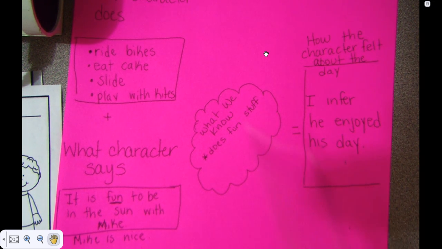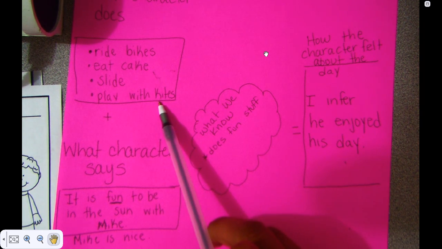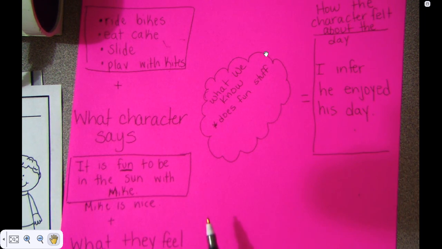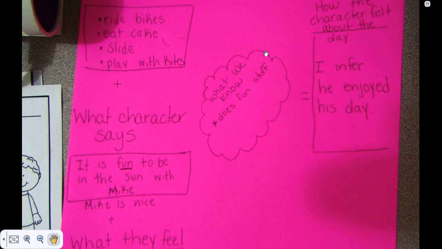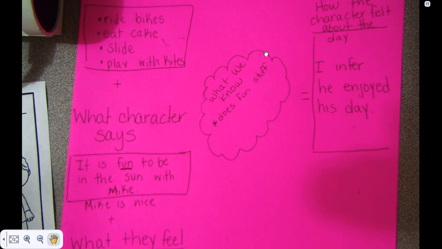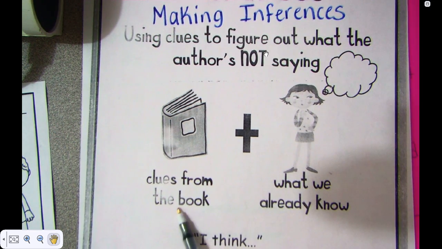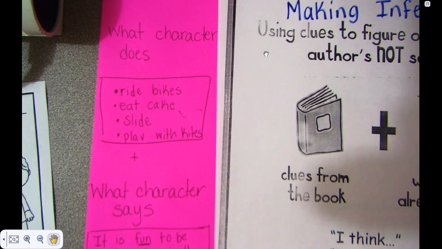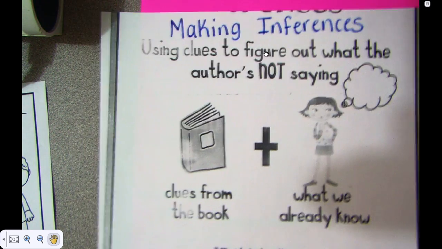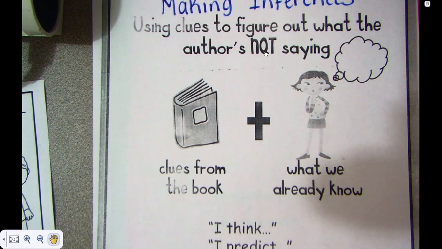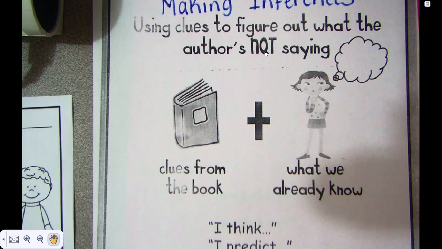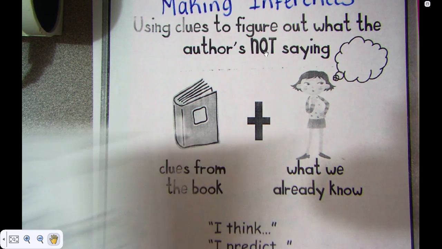How do I know he enjoyed it? Well, they did all these fun activities, such as eating cake and playing with kites. And I can also say that he enjoyed it because he talks about how fun it is and how nice that boy Mike was. So making inferences really aren't difficult because we naturally do that. But we want to remember when we make an inference, we take the clues from the book, those text details like we did here. We pair it with what we already know, and then we can make that inference. We can figure out what the author wants us to figure out, but doesn't say exactly.